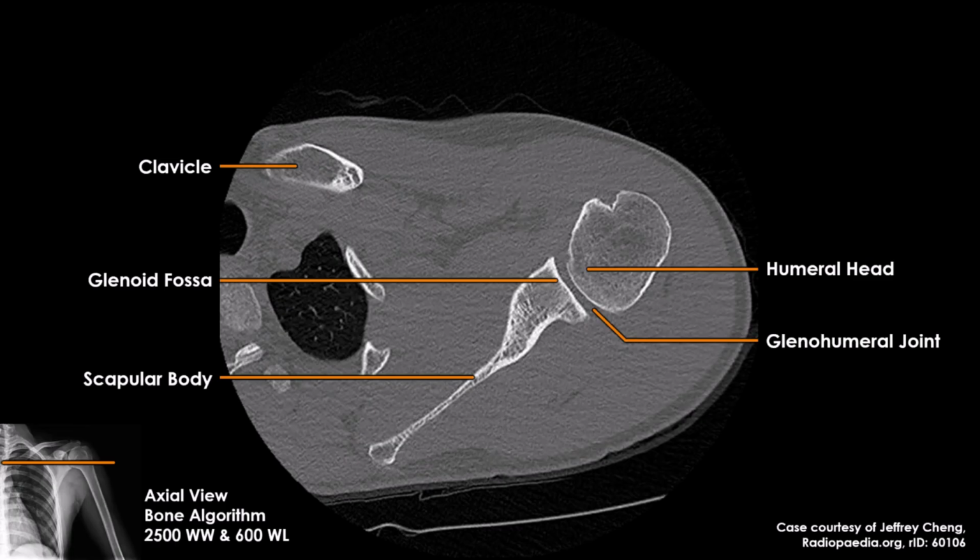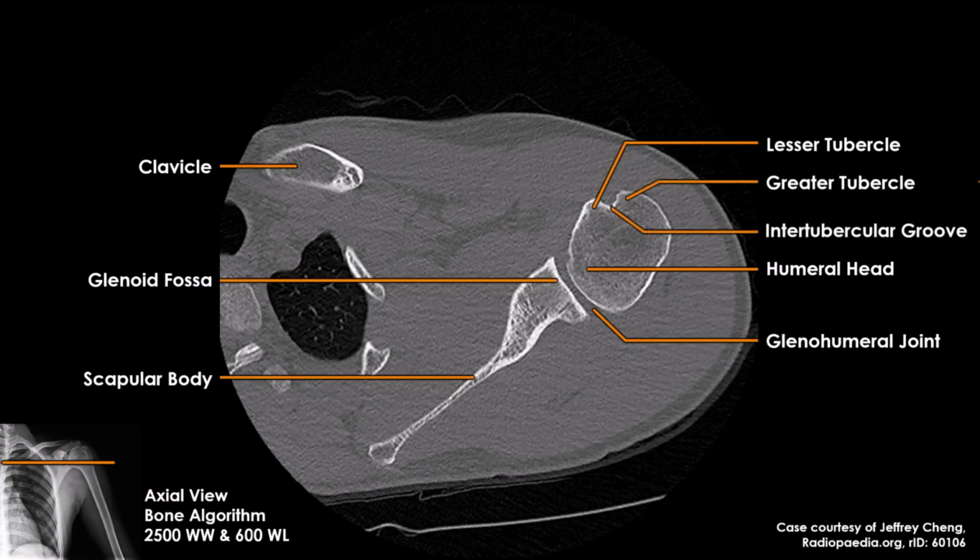Now we can see some other important features of the proximal humerus. We can see these two protuberances, the lesser tubercle and the greater tubercle, and the space between them called the intertubercular groove. These tubercles are points of muscle attachment, and the biceps tendon runs between them in that groove.